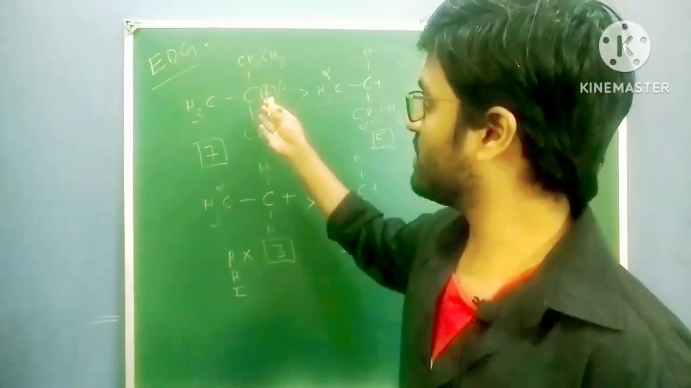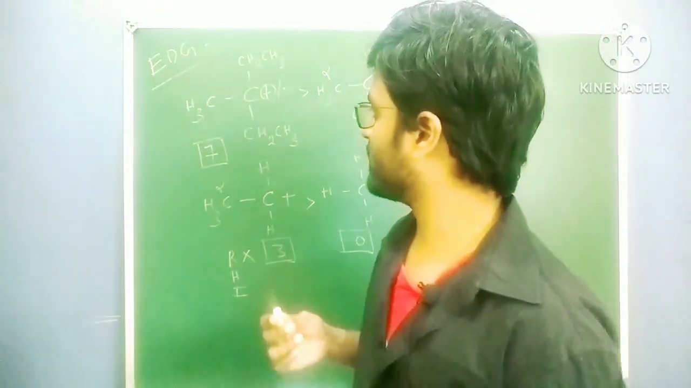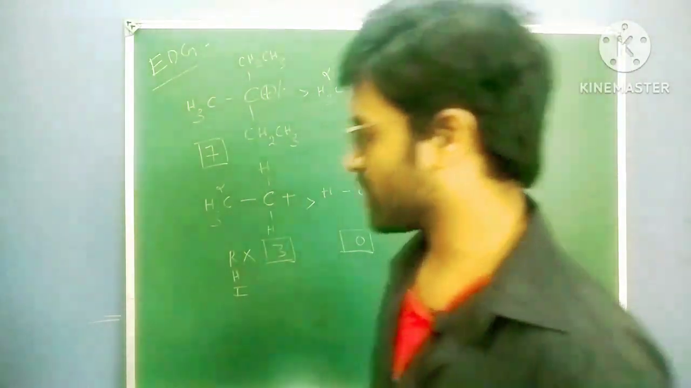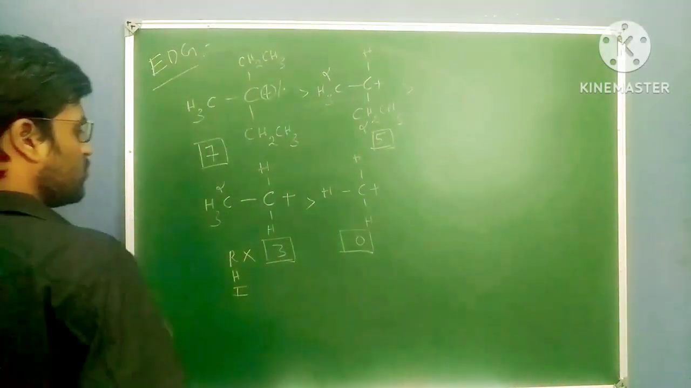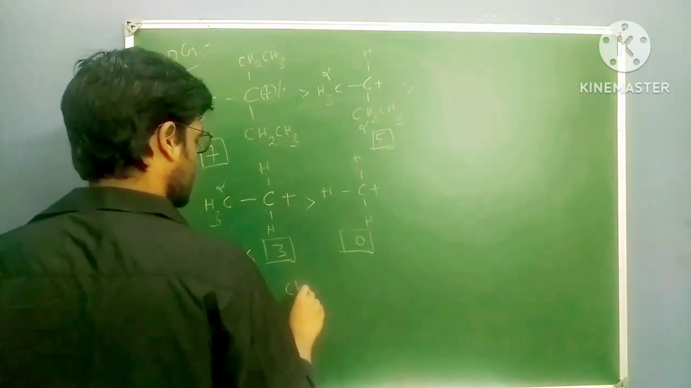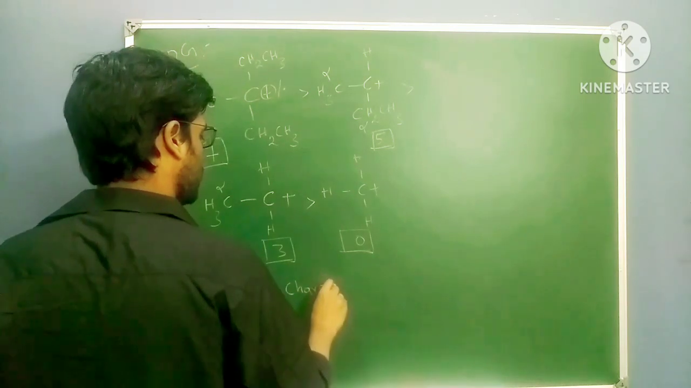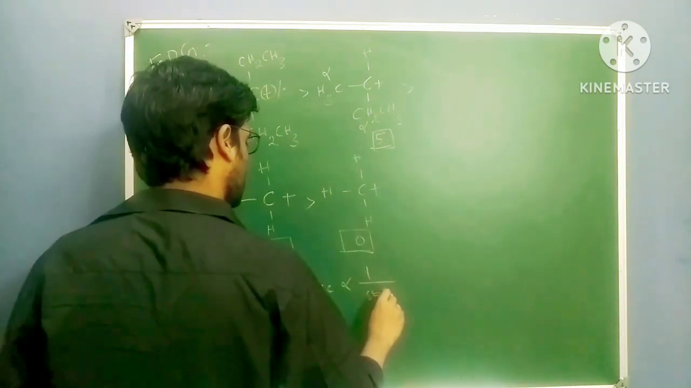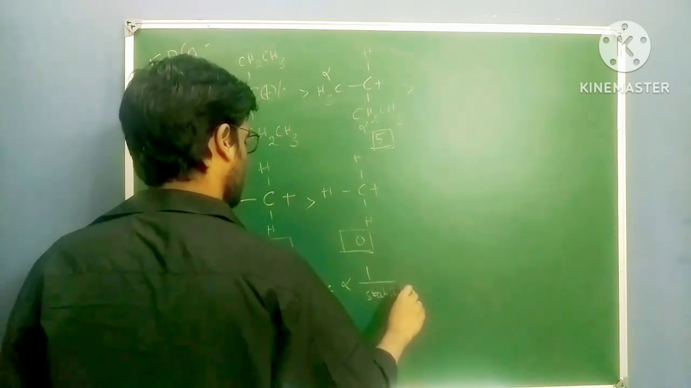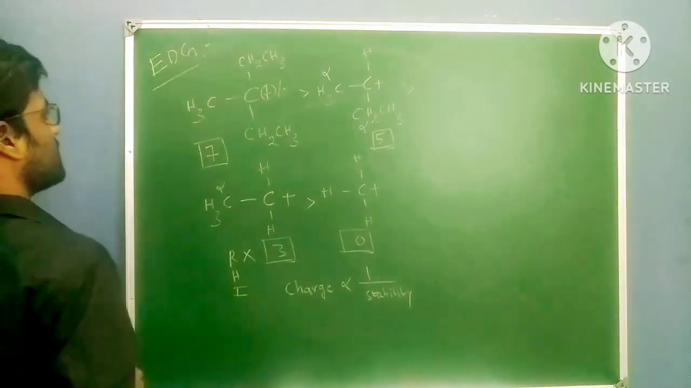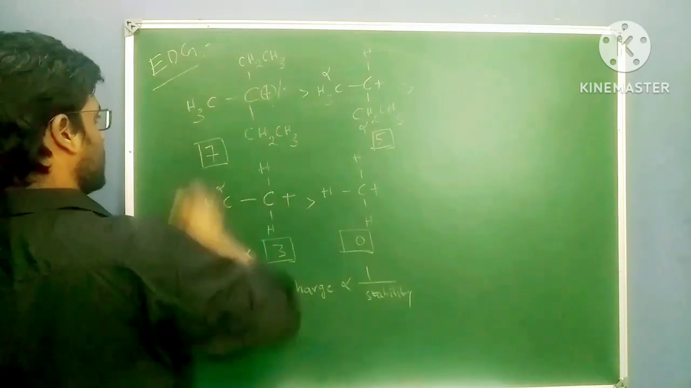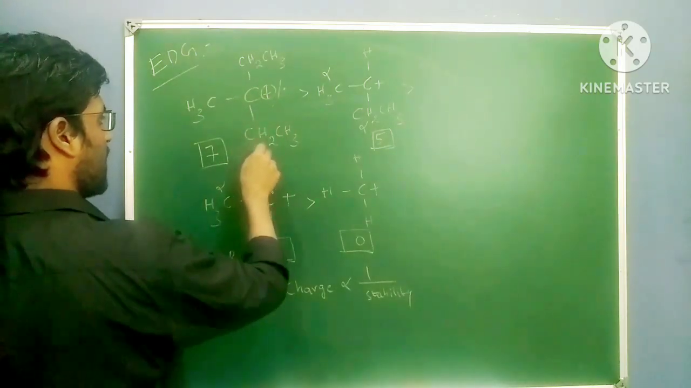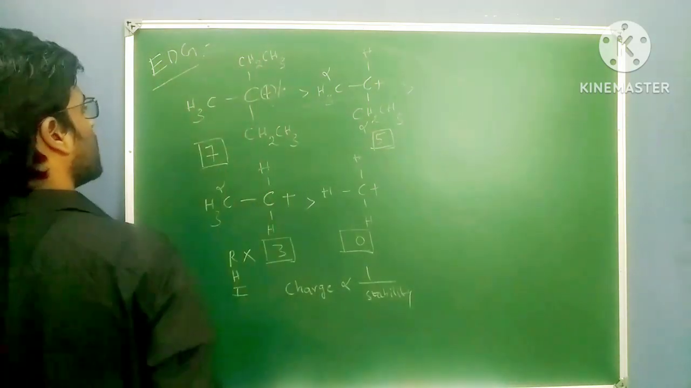My question is, why is this stable? Whether it is inductive effect or hyperconjugation, what happens? First of all, I said charge is inversely proportional to the stability. If you see here, positive charge is there, so that means electron deficient. Here, whenever these alpha hydrogens are participating, right?